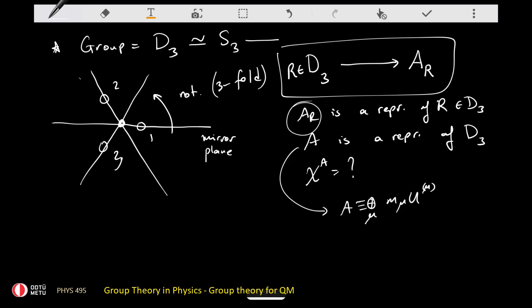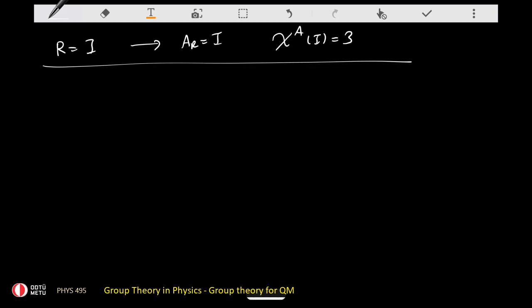So I'm going to talk about these operations. So one of them is when R is identity, in which case A(R) is also identity. The corresponding character corresponding to identity is equal to 3, obviously. That's the simplest case. Let's consider the case where R is a threefold rotation. Right, that's a 120-degree rotation actually, so it just rotates like that. And R inverse is just the inverse of that, right?